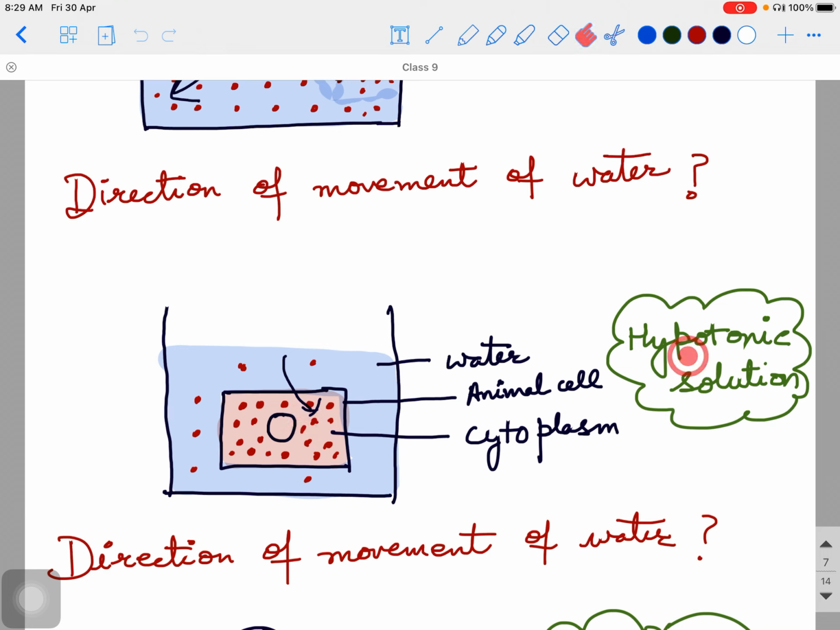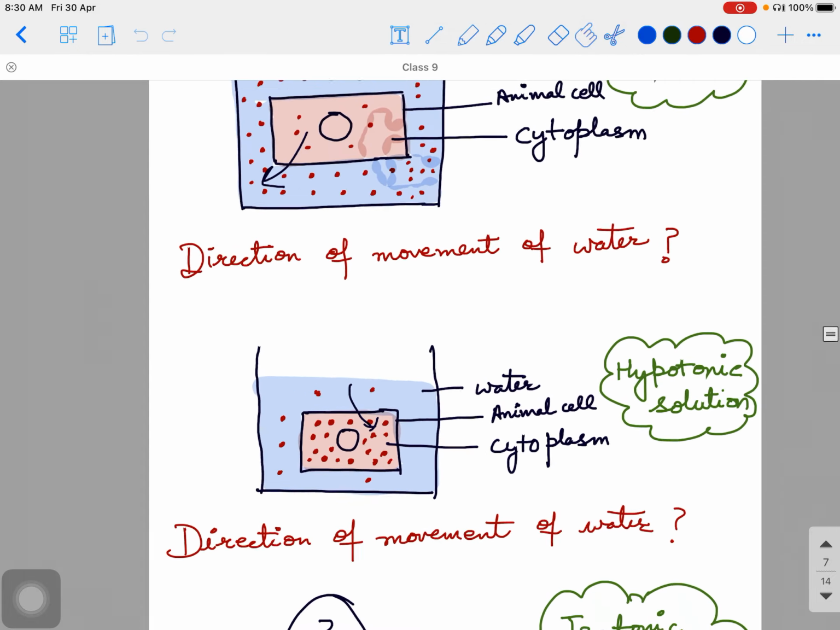So, in hypotonic solution, water enters inside the cell, and if water enters inside the cell, then the cell will swell up. There will be an increase in the size of the cell. Just like when we fill air or water in a balloon, the balloon also swells up. So, in the same way, when we add water in a cell, the cell will also swell up.